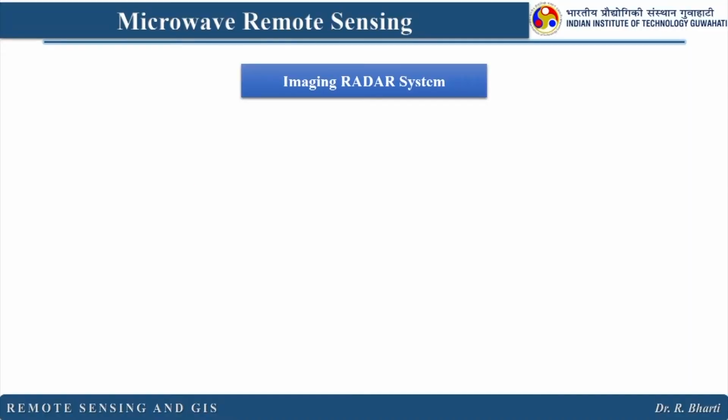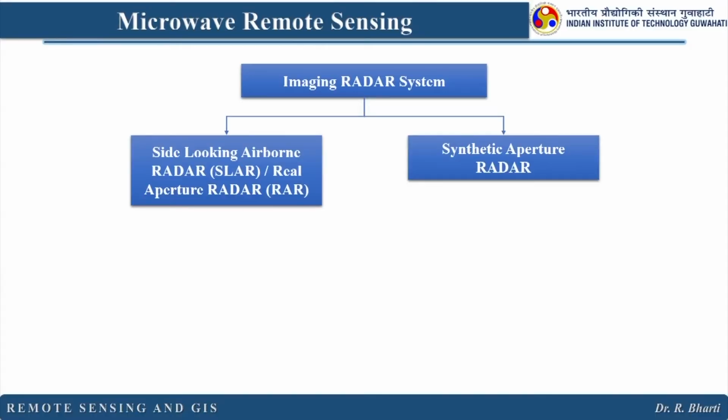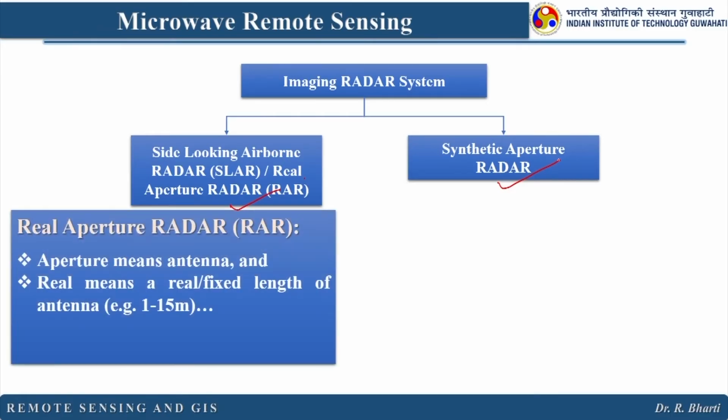Now, let us understand this imaging radar system, how we can do this imaging and what are the different types of imaging radar systems available nowadays. So, the first one is the side looking airborne radar system, also known as real aperture radar, and the next one is synthetic aperture radar. In the first one, the real aperture radar, this refers to a fixed length of antenna. So, let us understand this.